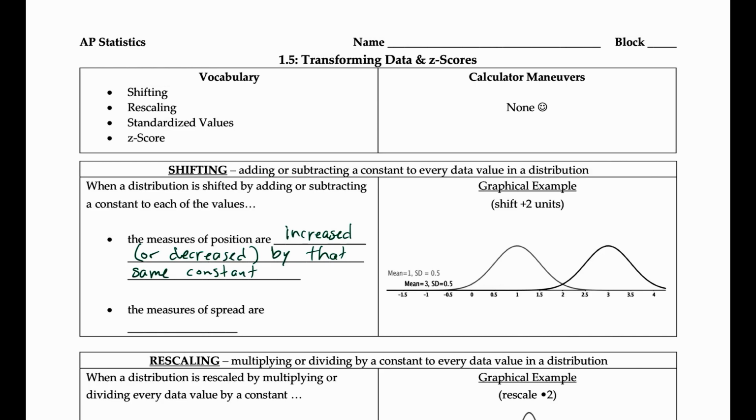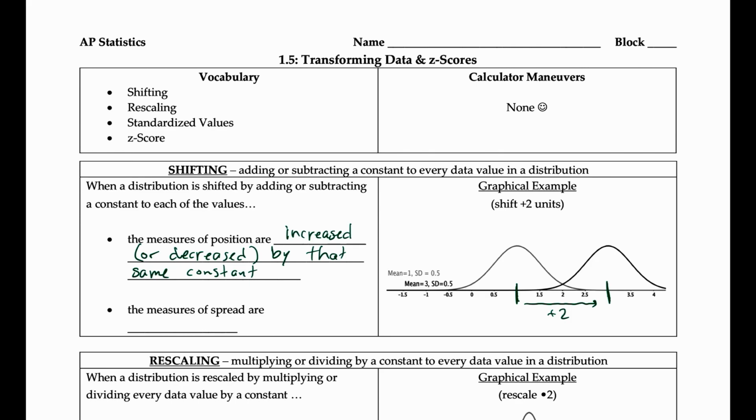So here's an example. We've got this original lighter distribution right here. And what we've done here is we have added 2, shifted it over 2 units to the right. And so we can see that the center, which was 1, has now been moved over to 3. So it is now centered 2 to the right, and all of the data points all moved over 2.